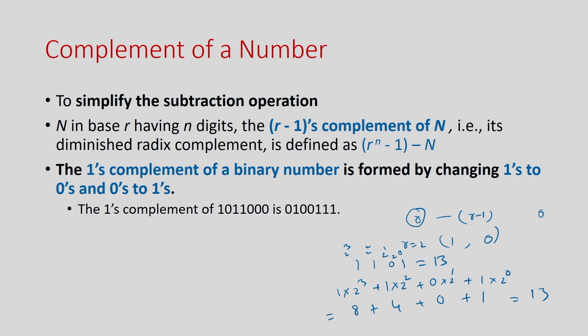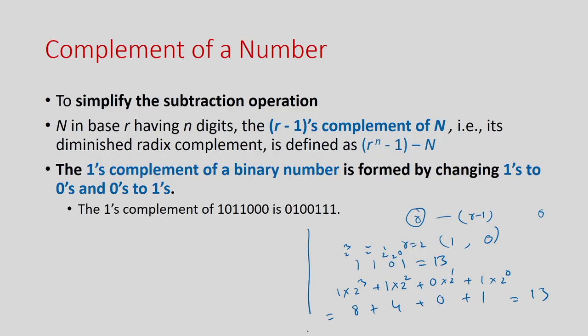Once we have a number in a base r, we can complement the number. There are two popularly used representations: one is the (r minus 1)'s complement and the other one is the r's complement. Let us first discuss the (r minus 1)'s complement. If there are n digits in the number, here n equals 4 because there are 4 digits, it is given by r to the power n minus 1 minus N, where N is the actual number and small n is the number of digits.